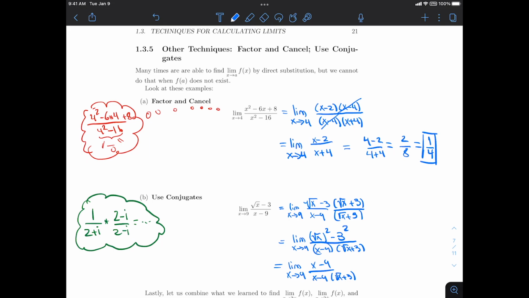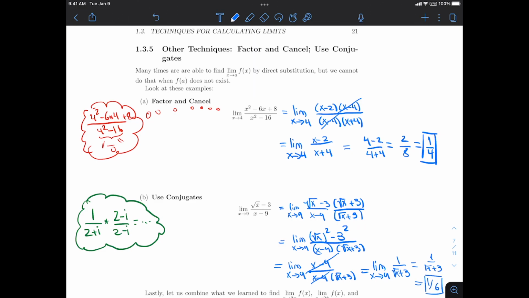So that's exactly what I wanted. I'm allowed to cancel these. So that's the limit as x approaches 9 of 1 over root x plus 3. There's no issue with zeros in the denominator. Now this is a plus symbol, not a minus symbol, so I have no issue. 1 over root 9 plus 3, that's 1 over 6.